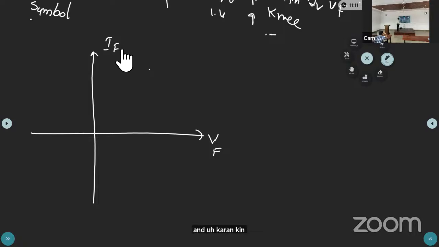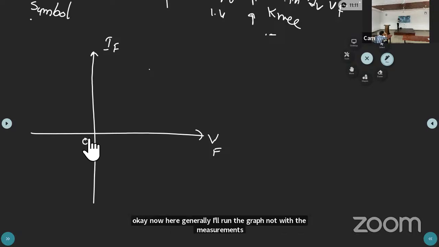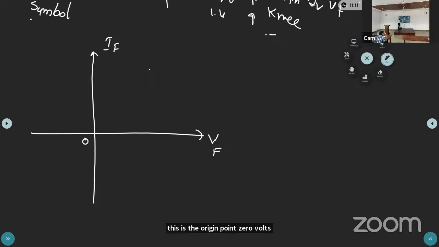Okay, forward voltage on x-axis and current on y-axis. Now here generally I will draw the graph with the measurements. This is the origin point, 0 volts. Now if you are increasing the voltage, the electron is not crossing immediately.